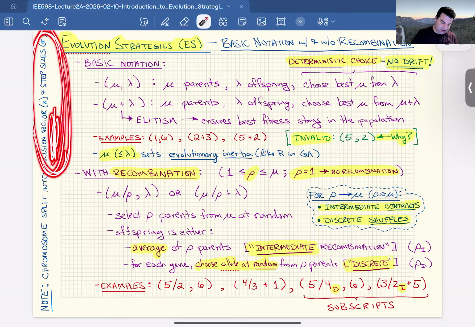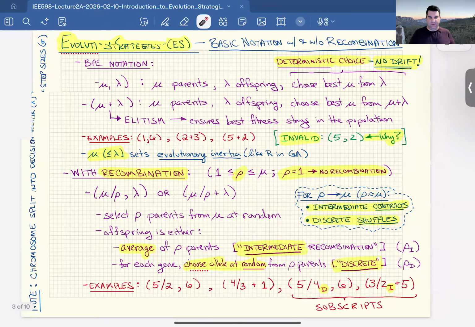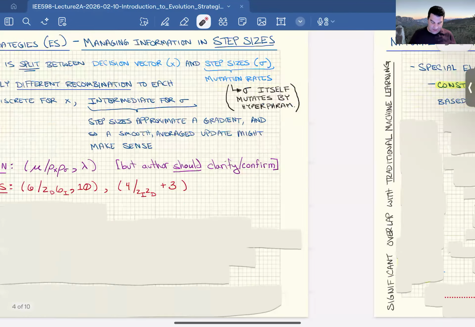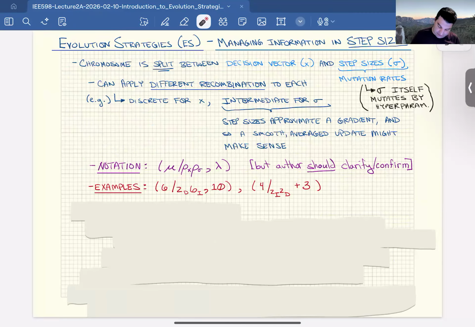So again, our genotype or chromosome is split up between the decision vector and the step sizes. Both of those ride along with every individual. So let's step over here. If we think about that, the chromosome is split between those, so we can apply different recombinations to each. For example, you could apply discrete recombination for your X values, but intermediate for your mutation rates.